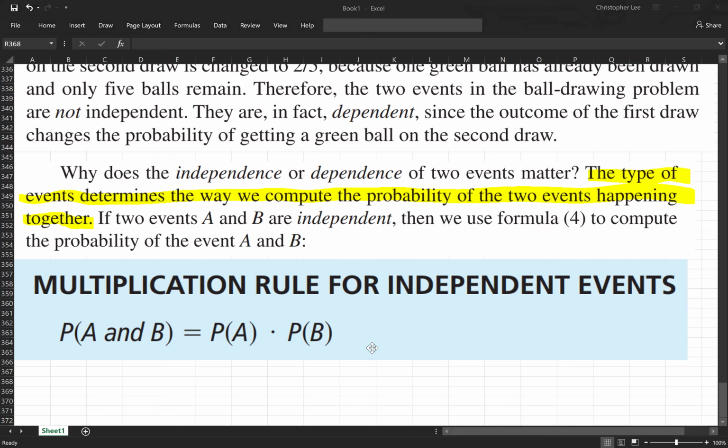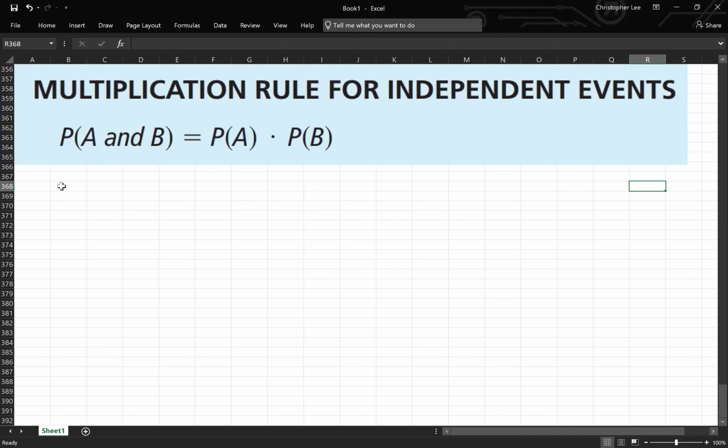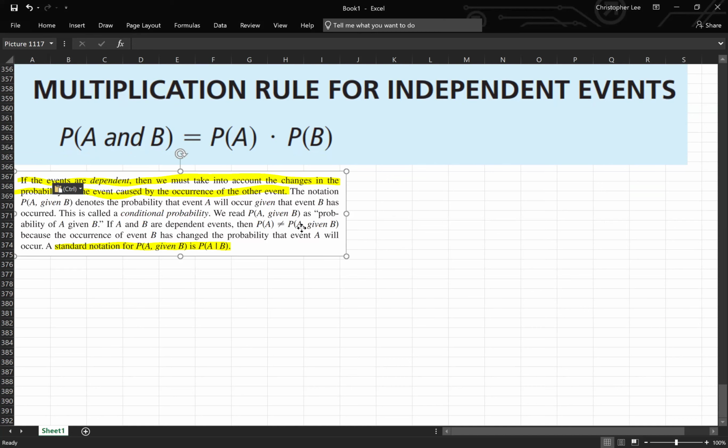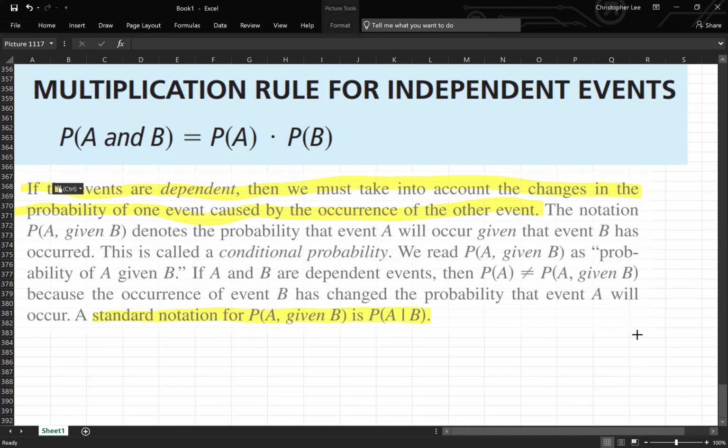But it says probability of A and B, right? No. So I'm getting to the one that I want you guys to use, but I'm building it up though.